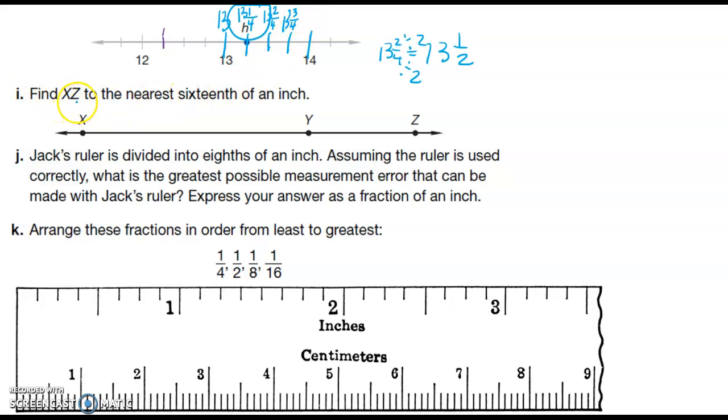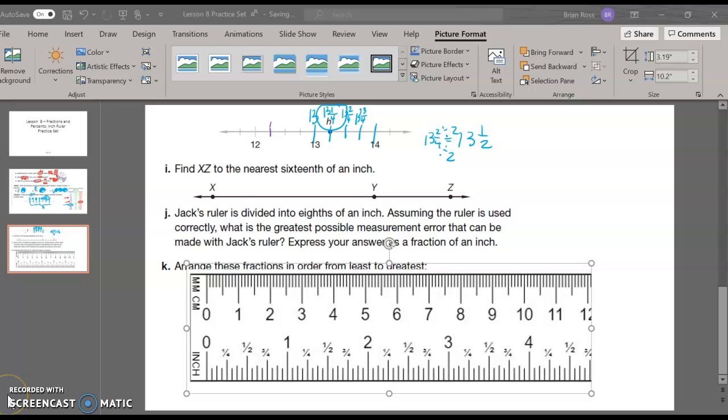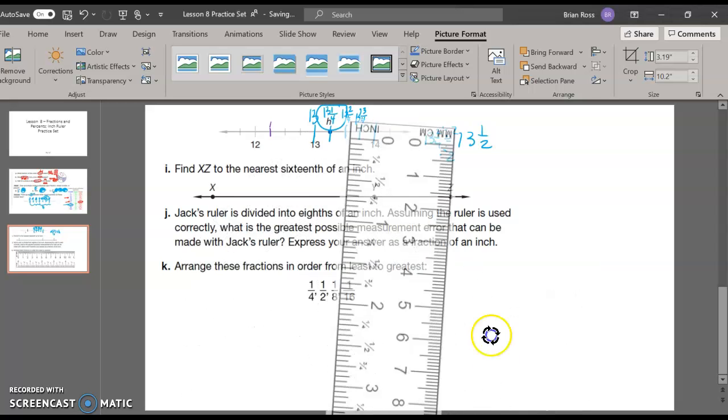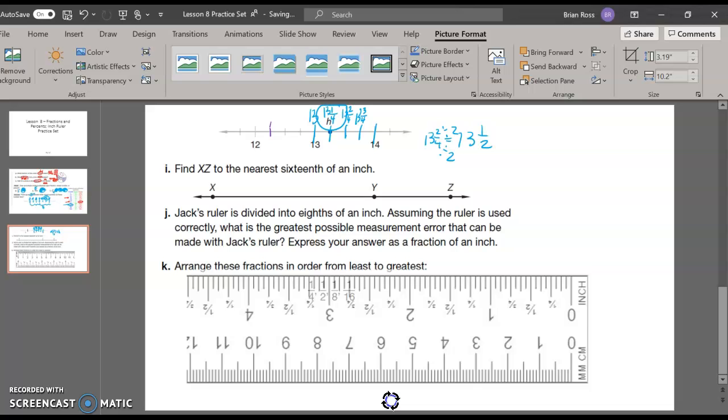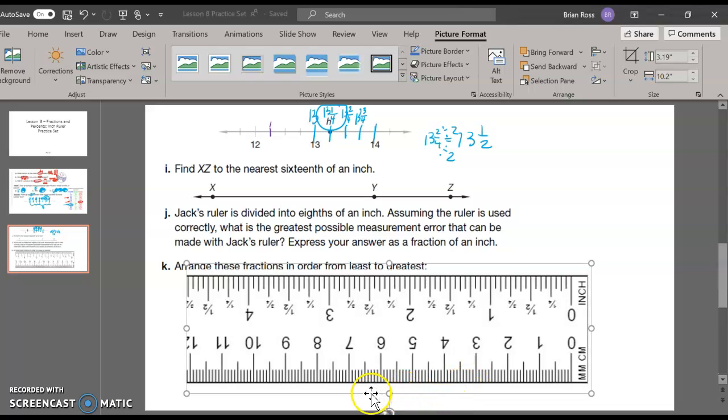Okay, find XZ to the nearest 16th of an inch. And I just noticed that our inch ruler only goes to eighths. So let me grab one that has 16ths. Okay, so I found this inch ruler, and you'll see that inches is here on the bottom, and millimeters, centimeters is on the top. I'm going to rotate it. I don't want to freak you guys out. I want to show you as I rotate it so that we can move it and use it. Okay.